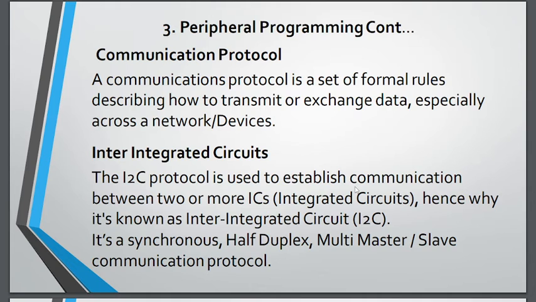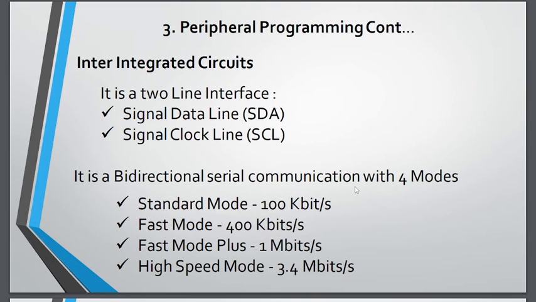Communication protocol. A communication protocol is a set of formal rules describing how to transmit data across networks or devices. Now, integrated circuits, the protocol used here. The I2C protocol is used to establish communication between two or more ICs. That's why it is called inter-integrated circuit, in brackets I2C. It is a synchronous half-duplex multi-master slave communication protocol.